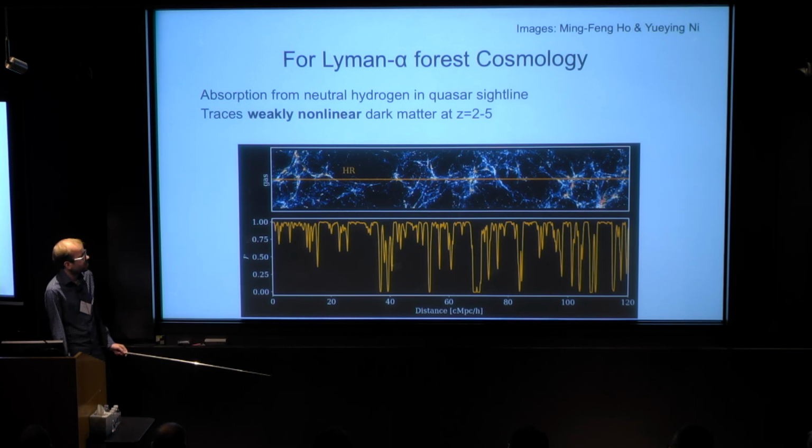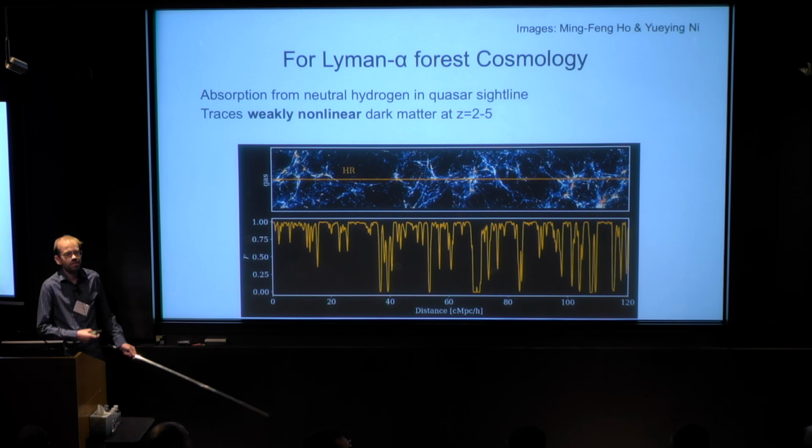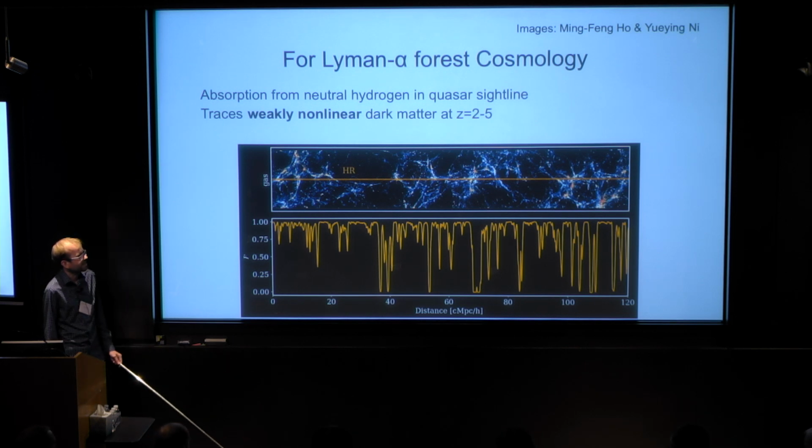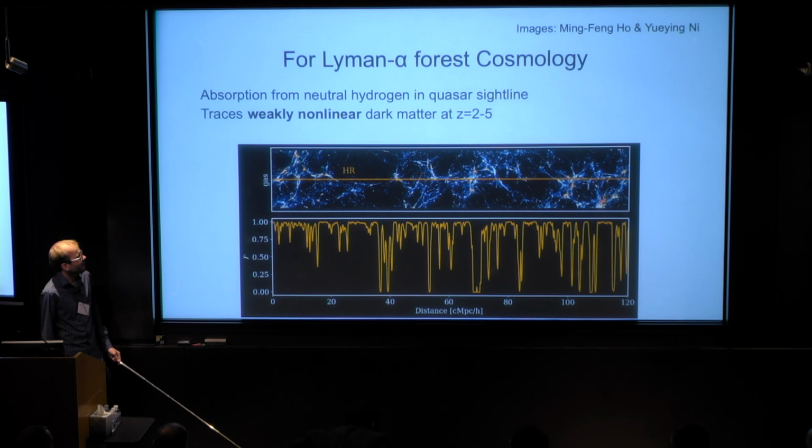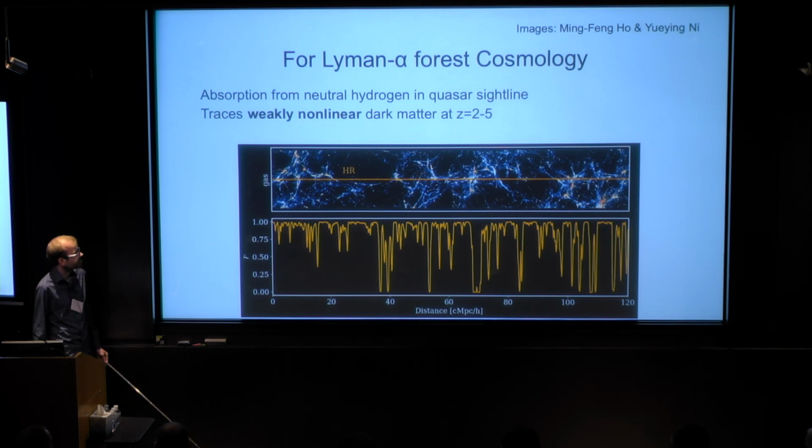The reason this is interesting is because this absorption traces the weakly nonlinear dark matter at redshift 2 to 5. What I mean by that is that it's nonlinear so that we need simulations. Otherwise, it's not interesting to us, because we do simulations, so we need something that needs them. But it's not nonlinear enough to be inside galactic halos, right? So it's weakly nonlinear in that it doesn't require too much galaxy physics.